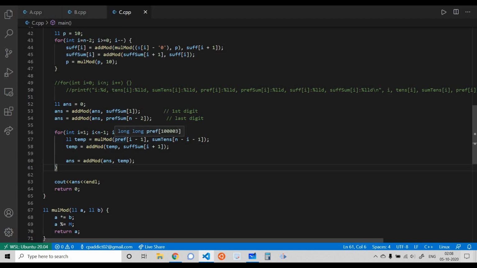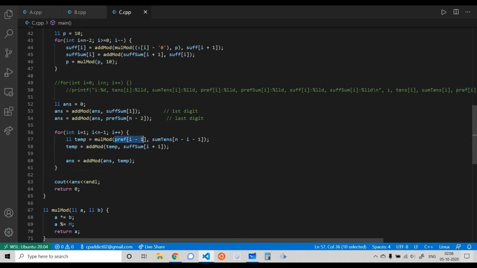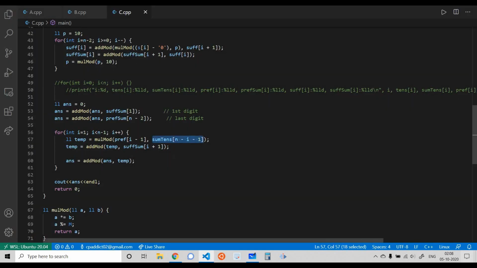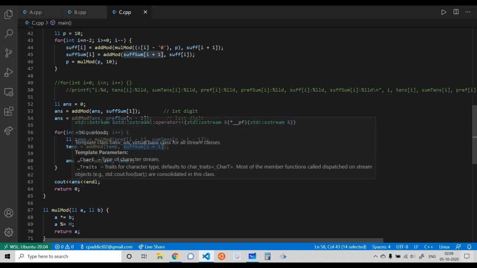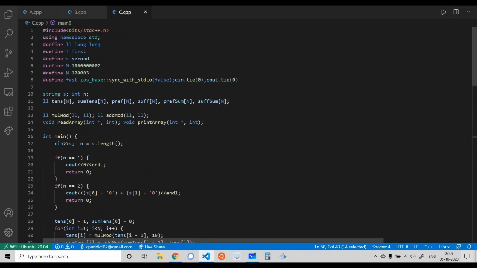First of all, I'm finding out the multiplication of, let's go to the formula, prefix of I minus 1 into sum tens of these values. Like, this is for this part. Now I just need to add up suffix sum of I plus 1. So to this value which is 10, I'm just adding up suffix sum of I plus 1. And I'm adding it to my current answer, taking a modulus whenever I'm adding something to it, and at the end I'm printing the answer. These are the addition and multiply functions. You can see it.